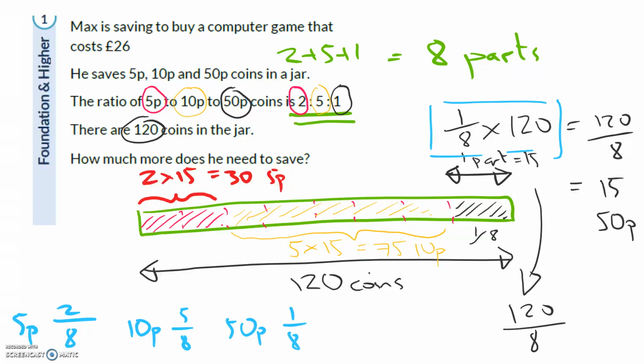1/8. So another way to find the total number of coins of each type from there is we want 2/8 of 120, 5/8 of 120, and 1/8 of 120. So if we do 2/8 times 120, 5/8 times 120, 1/8 times 120, it's going to give us the number of coins as well. Okay, so 2 different methods if those made more sense to you than the first method.